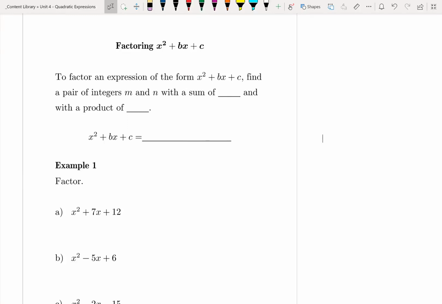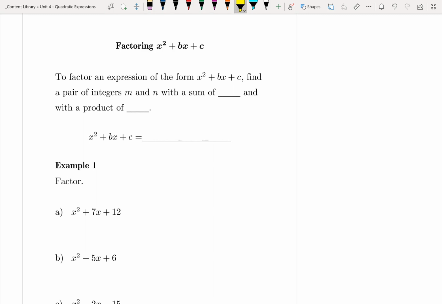In today's note, we're going to be looking at another specific type of factoring. This is going to be factoring x squared plus bx plus c. So this is going to be factoring a trinomial, or an expression that has three terms. This is going to be similar to the difference of squares, where we're looking for a pattern within the trinomial and using that to help us fill in our factors.